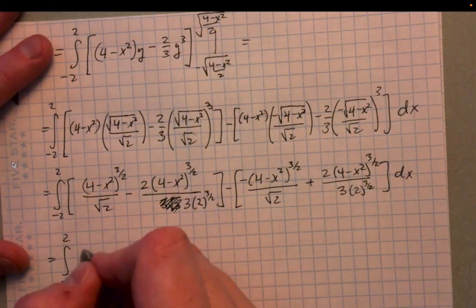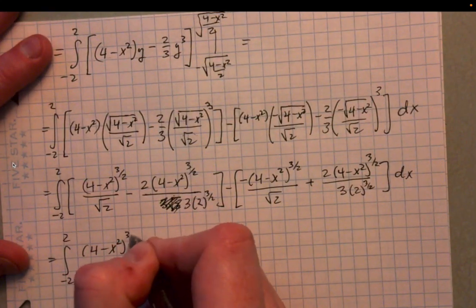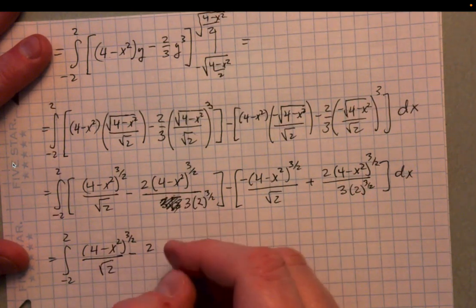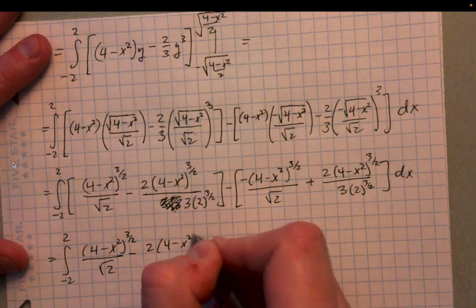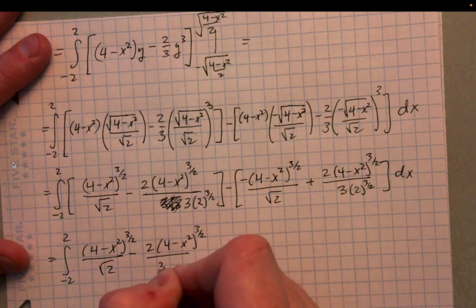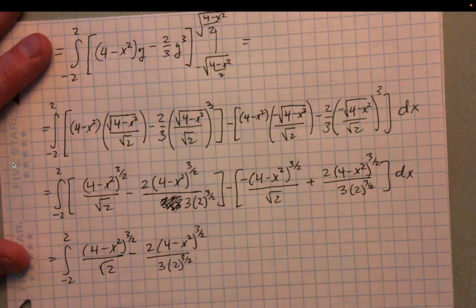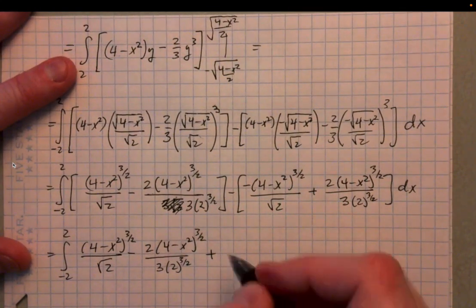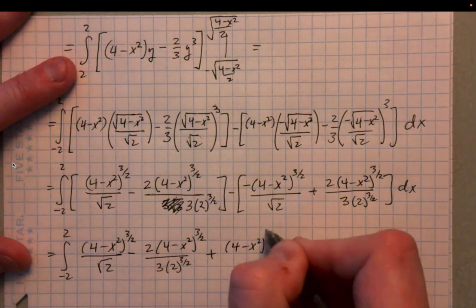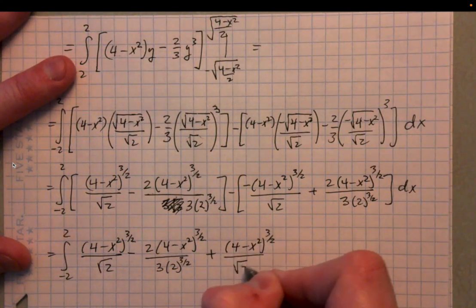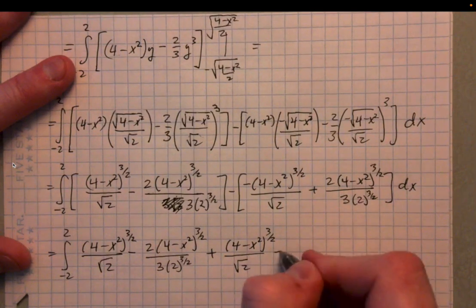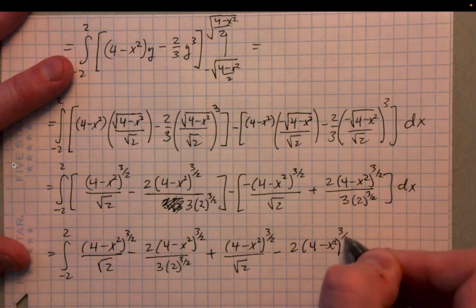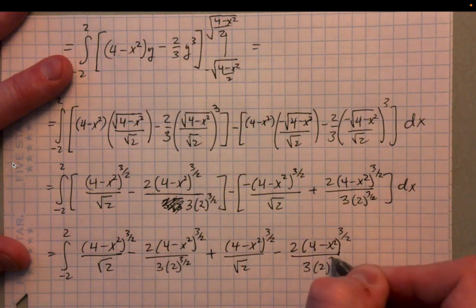Let's namely get rid of the brackets. So I got 4 minus x squared to the 3/2 over the square root of 2, minus 2 times 4 minus x squared to the 3/2 over 3 times 2 to the 3/2. Okay, and then what I'm going to do is I got minus, so I'm just going to make that a plus, and so then it's 4 minus x squared to the 3/2 over the square root of 2, and then this one will be a minus. So minus 2 times 4 minus x squared to the 3/2 over 3 times 2 to the 3/2.